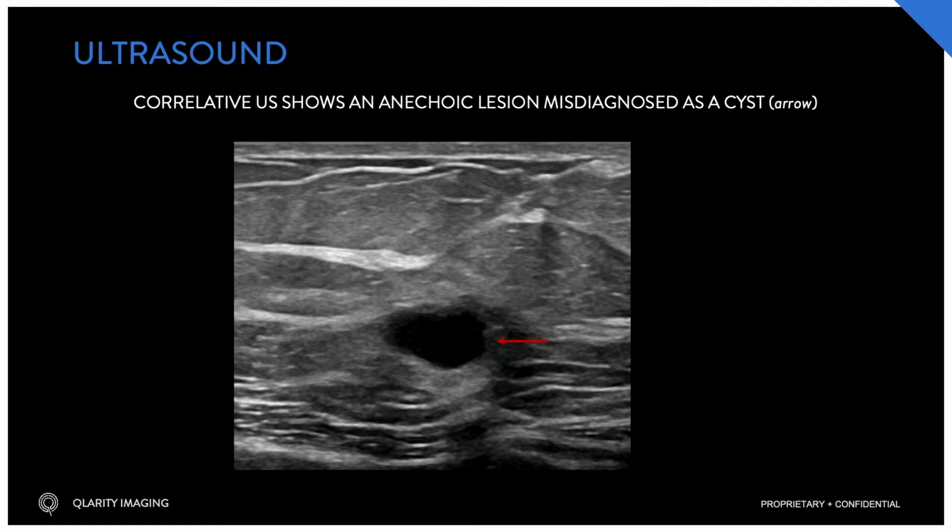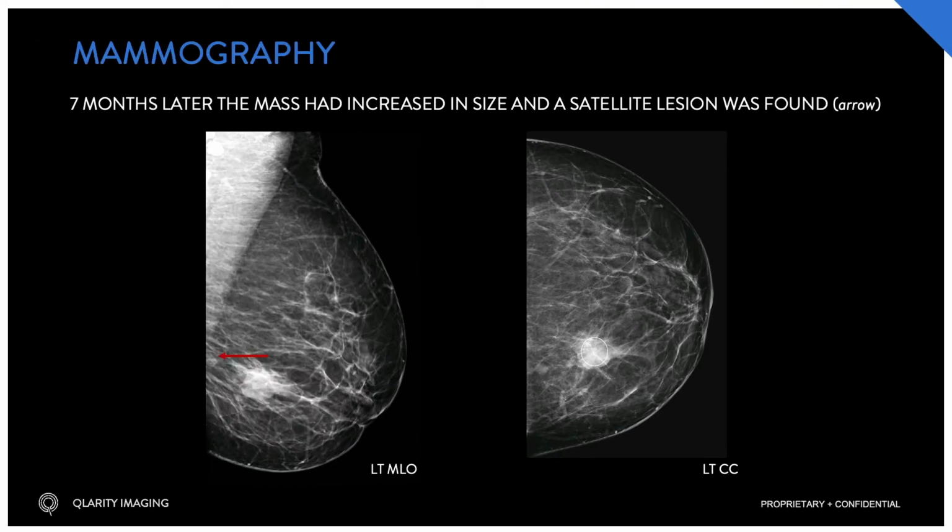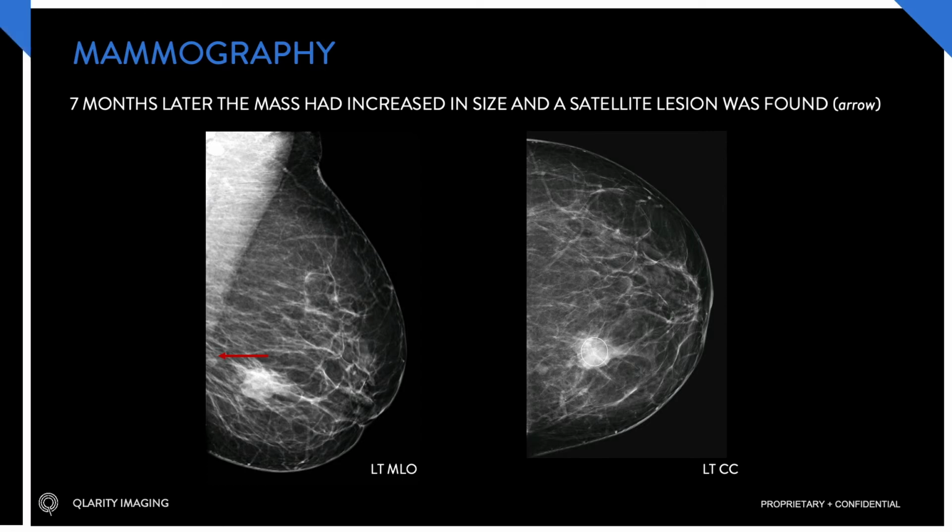Next, I'm going to show you the mammogram that was taken 7 months later. And here you can see the mass is significantly larger, ill-defined, and the red arrow points to the tiny mass right next to the pectoral muscle, which was a new finding with a new small mass. And both of these lesions were seen on ultrasound, which is the next slide.